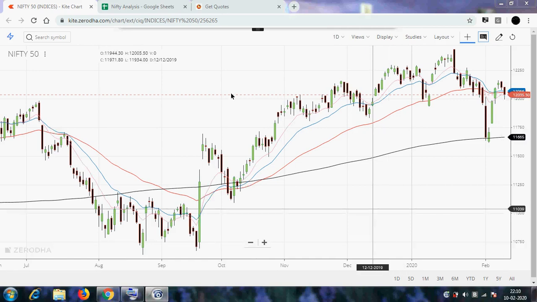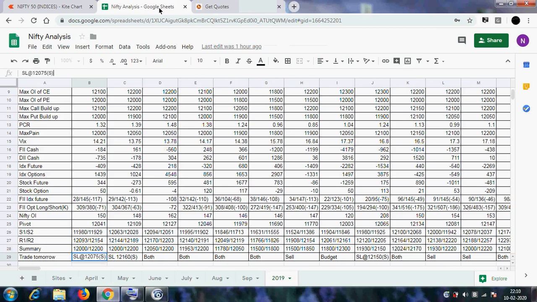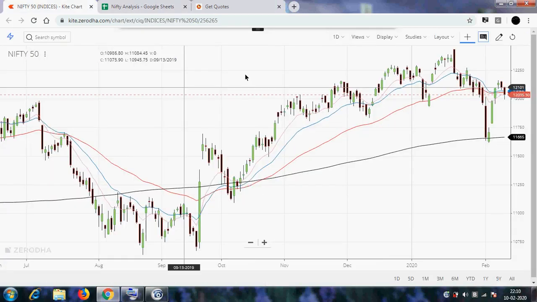If you remember, the plan for today was to have the short position with 12,160 as the stop loss, and today the market was showing downward pressure. So first let's have a look at the intraday chart to see what happened intraday.